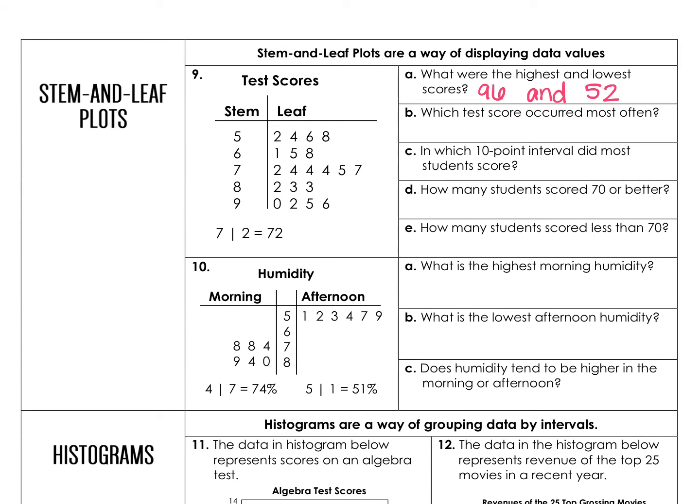Now I'm looking at which test score occurred most often, or the mode. I've only got a couple of values that repeat, 74 and 83. But that 74 repeats 3 times, while 83 only repeats twice. So 74 is going to be our mode.